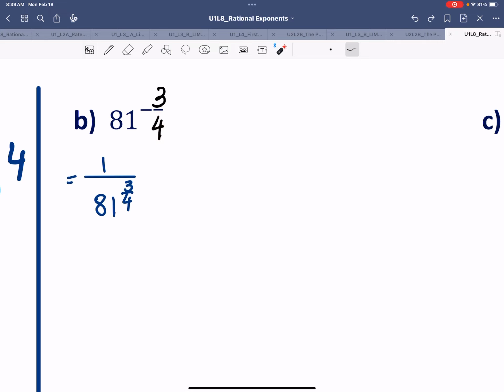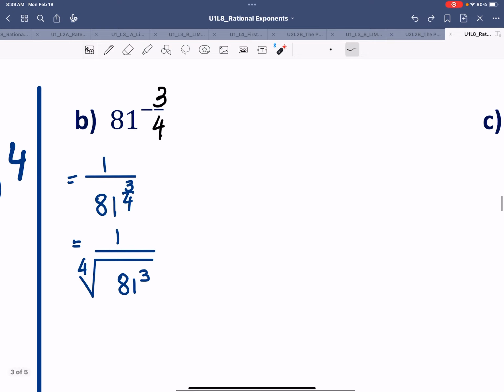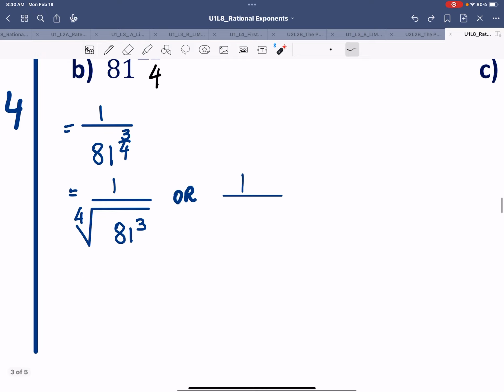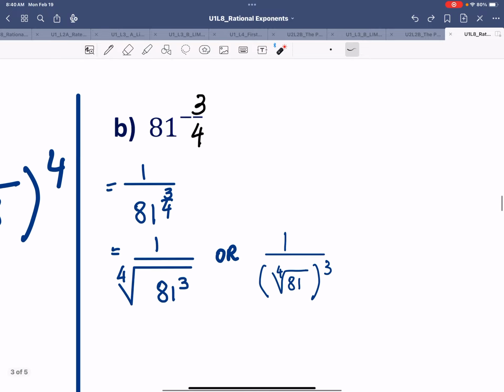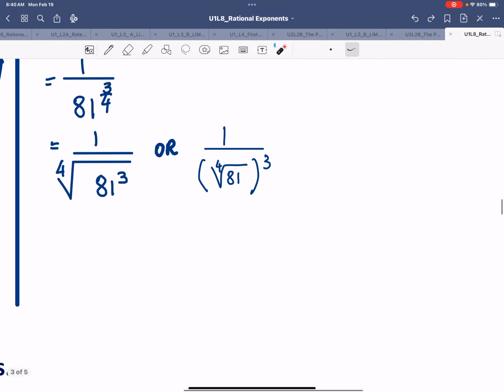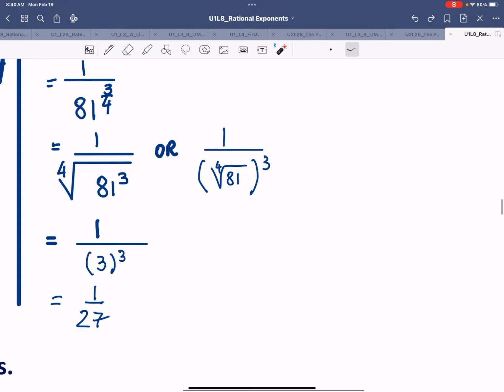Therefore, we have, first of all, 81 to the power 3 over 4, so the exponent converts into positive by flipping the number. And we have 1 over the fourth root of 81 to the power of 3, and that will be the same as 1 over the fourth root of 81, with the power of 3 outside. So then we have 1 over the fourth root of 81, which is 3, to the power of 3, and that would equal 1 over 27.